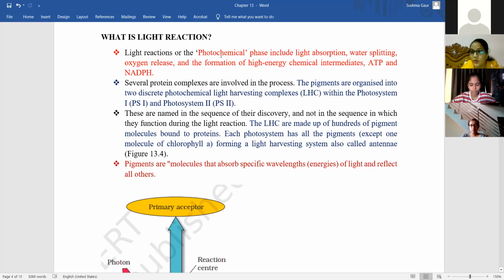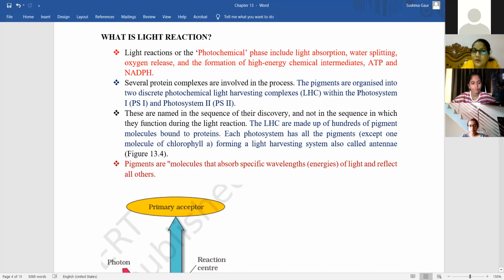So these are all the steps that are involved in the process of light reaction. This thing you have to remember, the steps for light reaction, or the things that are produced or synthesized or included in the light reactions. So there are many complexes of protein that are involved in this process.